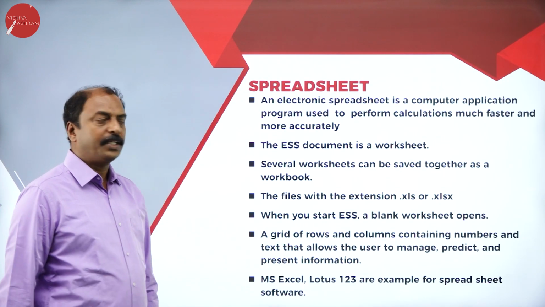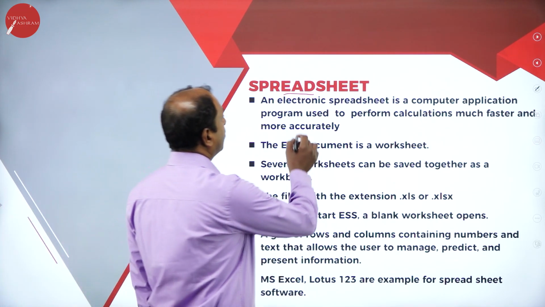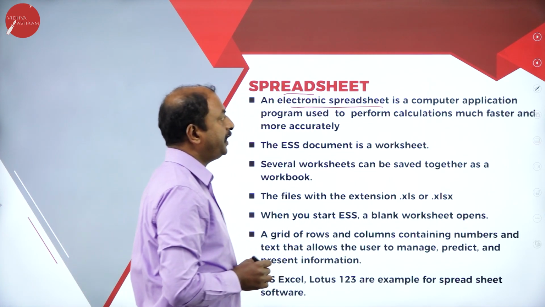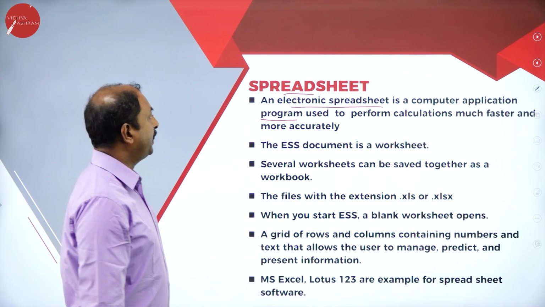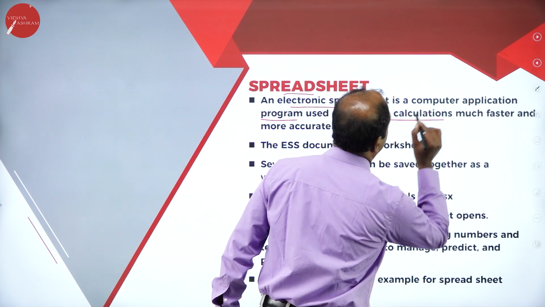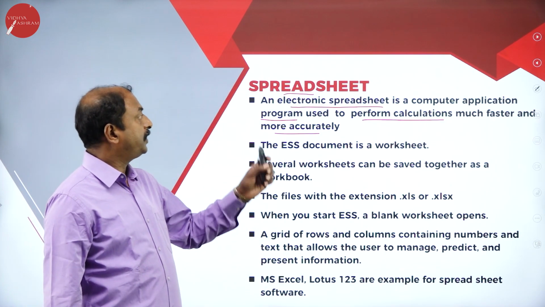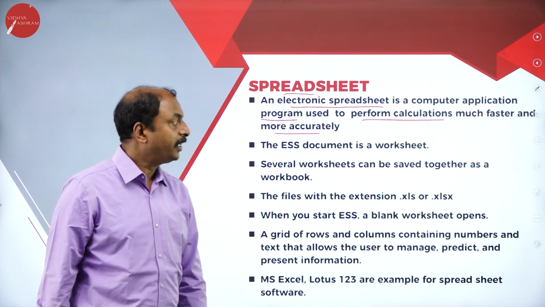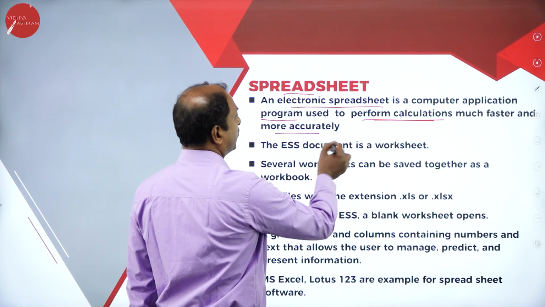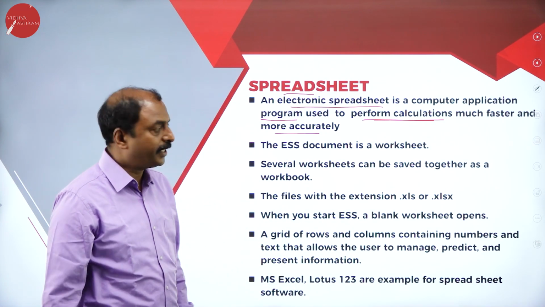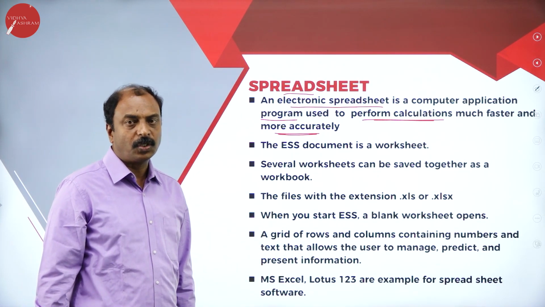Now let us start with the definition of spreadsheet. So what is a spreadsheet? It is an electronic spreadsheet. It is an application program, or application software, and it is used for performing calculations, and it would be faster and more accurate. So what is a spreadsheet? A spreadsheet is an application software used for calculations, and all operations can be done faster and very accurately. That is the definition of spreadsheet software.